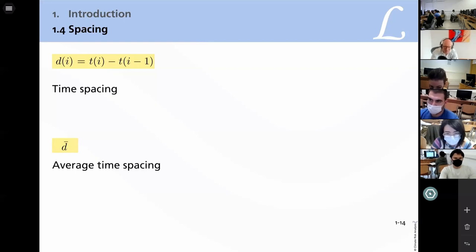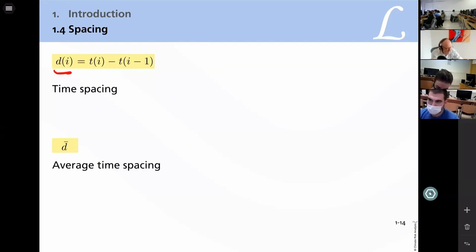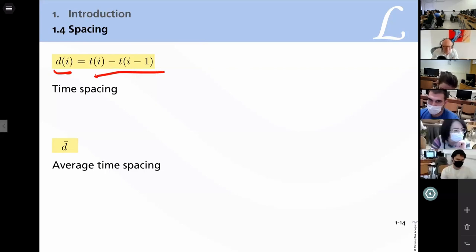And since we have now some of you interested in paleoclimate, I invest a bit of time also on another aspect, which is called the spacing. The spacing is a variable which I abbreviate with a d of i, which is defined as, well, as here, the difference between two consecutive time points. This is a time spacing, okay?